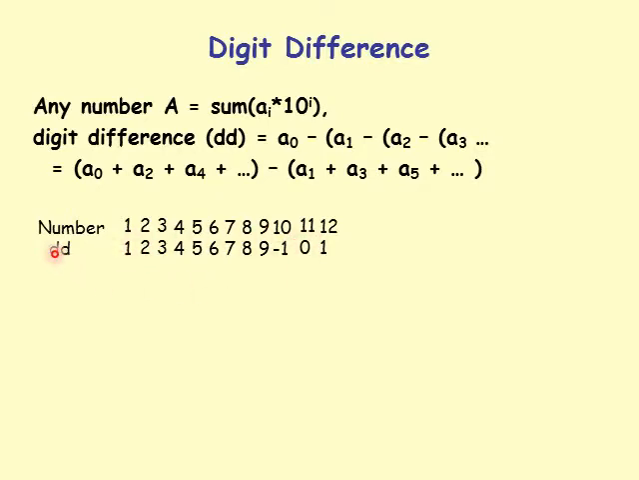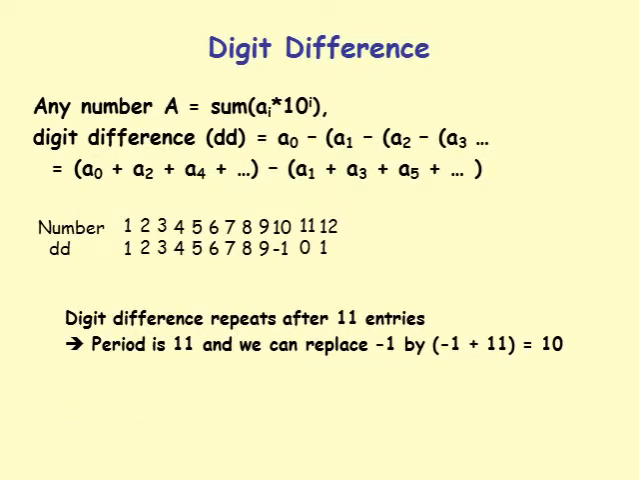So this dd is periodic and the period is 11. So digit difference repeats after 11 entries. So period is 11, and when you can resolve minus 1 now, replace minus 1 by minus 1 plus 11, which is equal to 10. Let's continue. Okay, so digit difference of 10 was minus 1, which we can replace by 10. Okay, let's continue with 13.